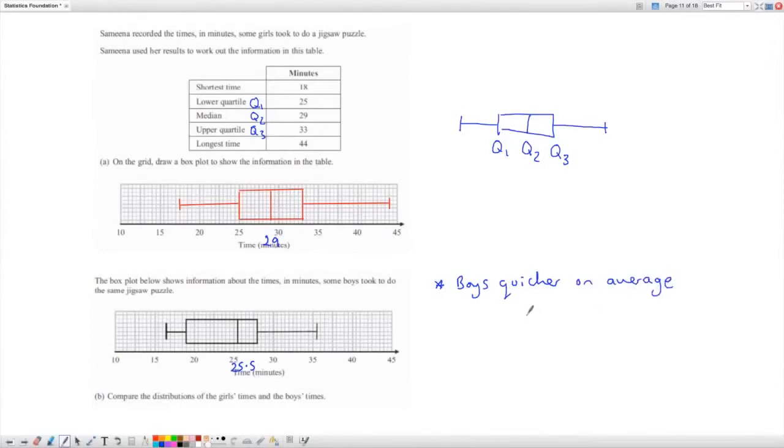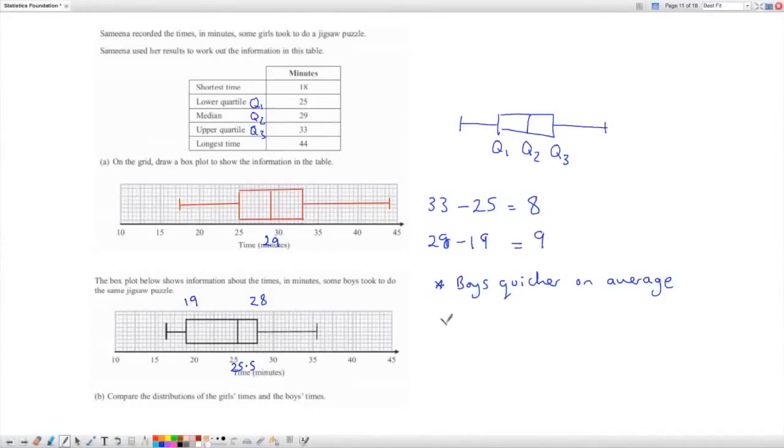We then need to look at the spread. And to do this, we need to calculate the interquartile range. So here for the girls, 33, the upper quartile, subtract 25, which gives us an interquartile range of 8. When looking here at the boys, we have our upper quartile here, which is 28, and our lower quartile shown here, which is 19. So 28 subtract 19 here gives our interquartile range of 9.